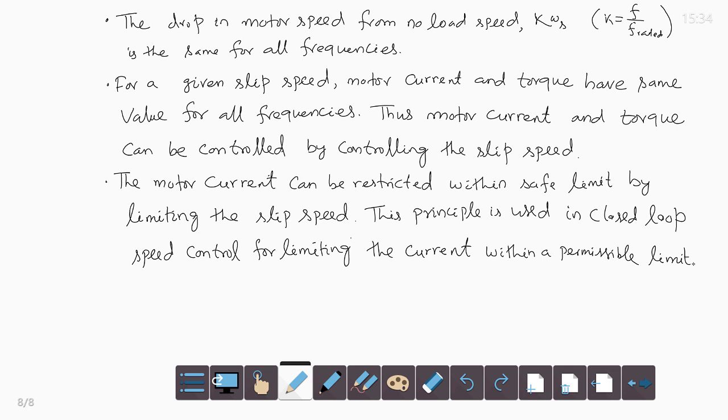Thus, motor current and torque can be controlled by controlling the slip speed using a closed loop speed control scheme. So, the motor current can be restricted within the safe limit by limiting the slip speed. This principle is used in closed loop speed controls for limiting the current within a permissible value.